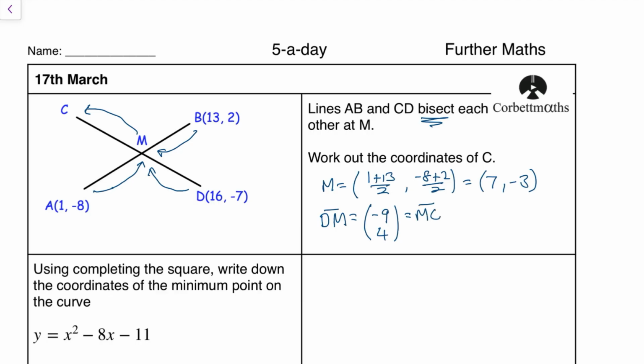So what I can do is take my M value, which is my coordinate of M, the thing I've just worked out. I can add on the vector here to get me to C. And that's going to give me that C is equal to, well, 7 minus 9 is minus 2, and minus 3 plus 4 is going to give me 1. So the answer to my question is C is equal to minus 2, 1.